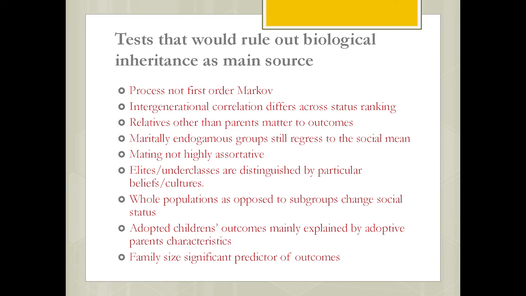Relatives other than parents should not matter to outcomes if we can correctly measure the status of parents. Relatives other than parents only provide information about the true underlying status of the parents. Maritally endogamous groups should not regress to the mean. What will happen is within that group, there will be regression to the mean, but to a different mean than for the society as a whole. And so an interesting test of this would be that if we observe maritally endogamous groups in any society, their status should continue to deviate by the same amount over time.